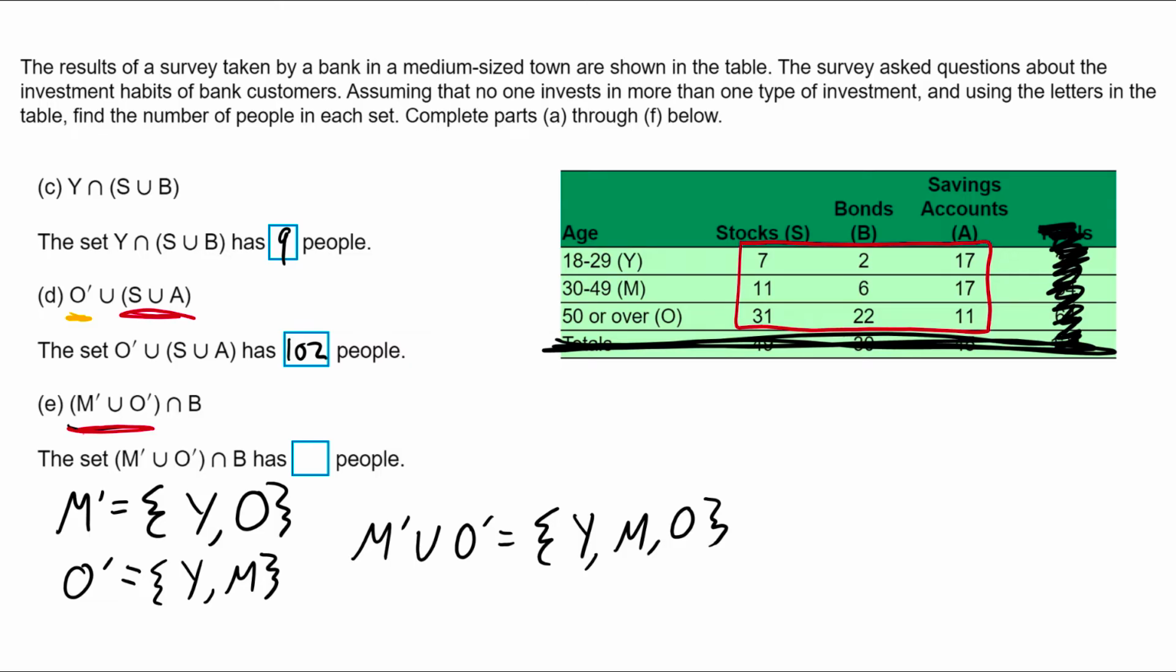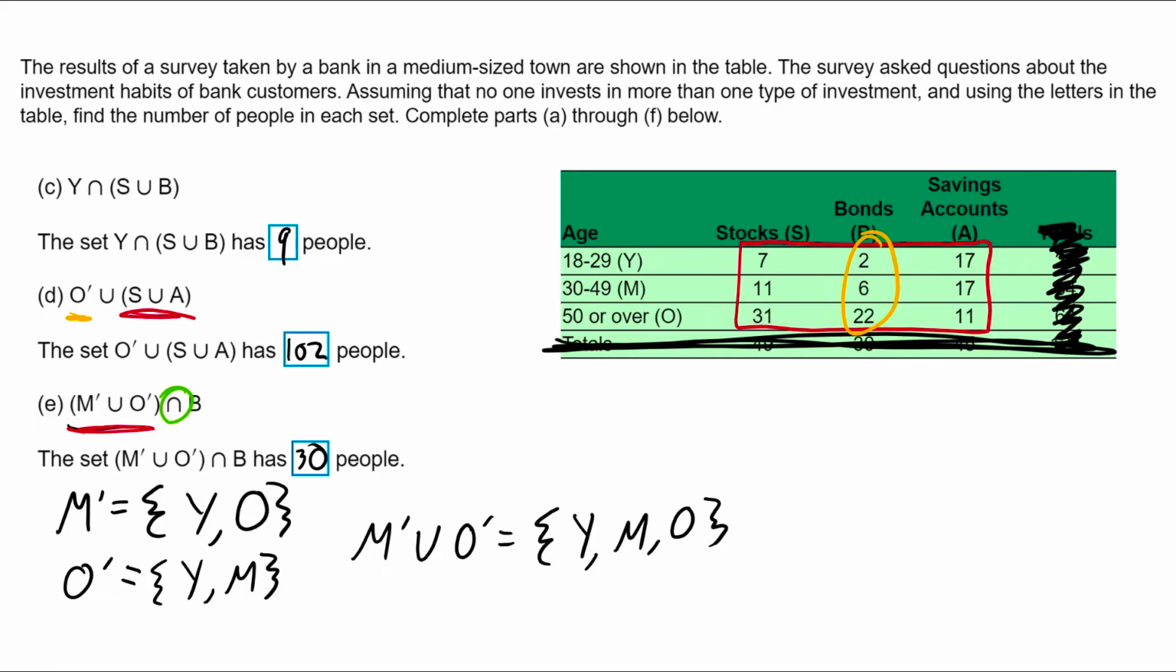Now we want to intersect that with B. So I'll circle the things in B: 2, 6, and 22. And so the intersection of those two things, we're looking for the intersection, would be the things that are in the red box and also in the orange circle. So that's the 2, the 6, and the 22. So we add those together and we get 30.